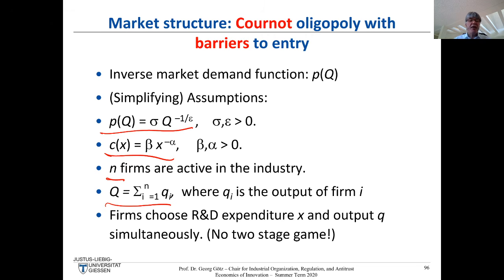And what we have here is a so-called simultaneous game, not a two-stage game. That is, these firms choose R&D expenditure X and output Q at the same time, not sequentially. Later on in the chapter on research joint ventures, we will assume that they can choose them sequentially, and I think also in assignments there will be such an assumption. But here for the minute, we just assume that they choose simultaneously. That simply means that we get two first-order conditions.